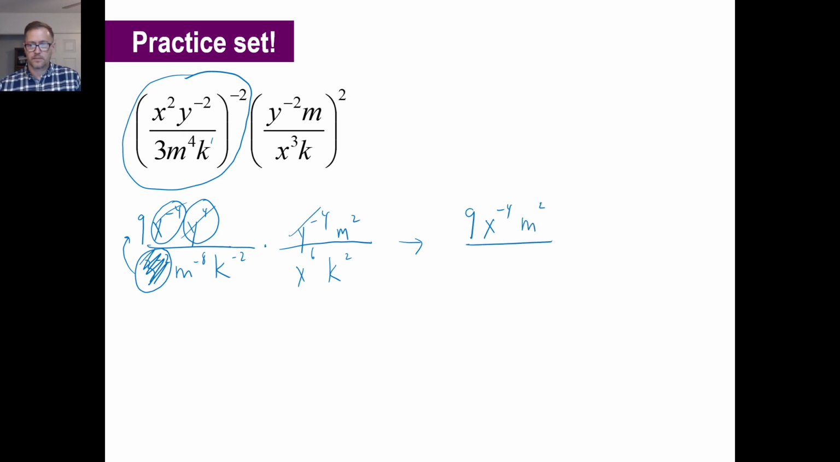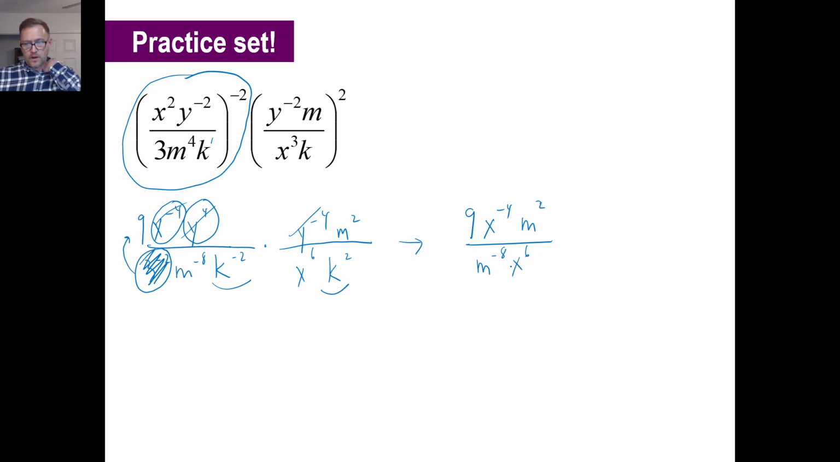Now the bottom. All right, so let's see. We got m to the negative 8. K to the negative 2 times k to the positive 2 is just k to the 0, which is 1. Then we have x to the 6th power.